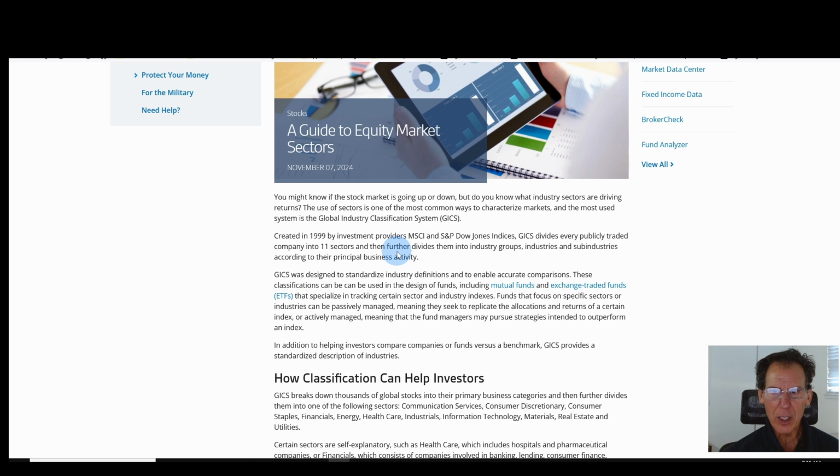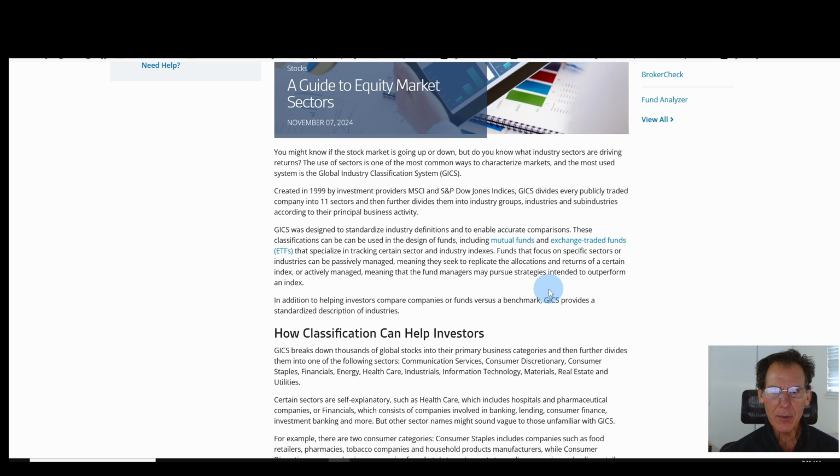GICS divides every publicly traded company into 11 sectors and then further divides them into industry groups, industries, and sub-industries according to their principal business activity. GICS was designed to standardize industry definitions and to enable accurate comparisons. These classifications can be used in the design of funds, including mutual funds and exchange-traded funds.